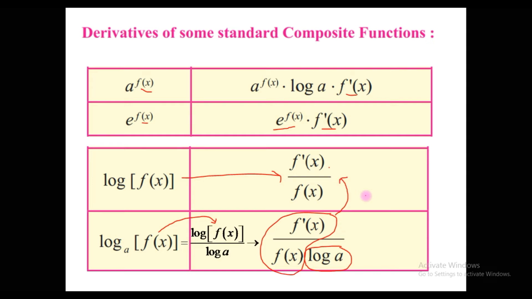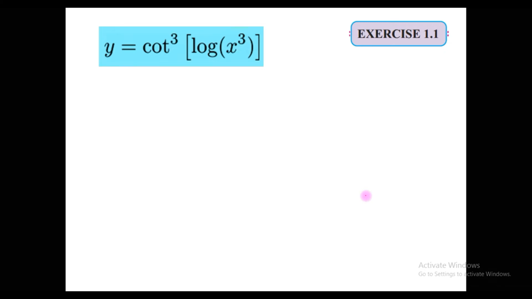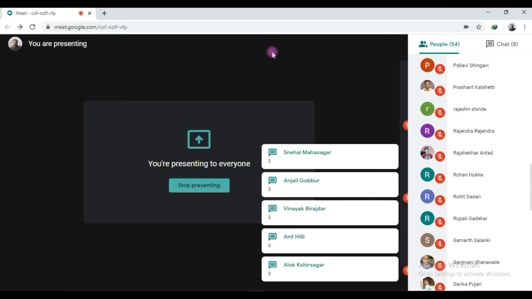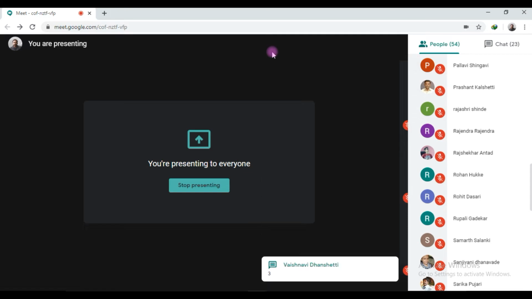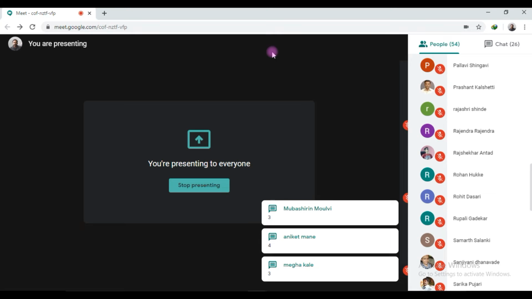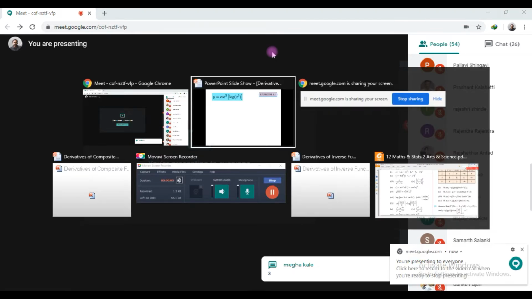Okay, these were the recalling of formulas for the composite function. From exercise 1.1, there was one example: y is equal to cot cube of log of x cube. Here first of all we should note how many functions are involved. If you know how many functions are involved here, you may drop your answers in the chat box. Okay, many of you are saying that only 3 functions are involved.